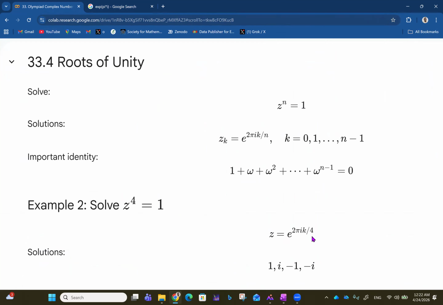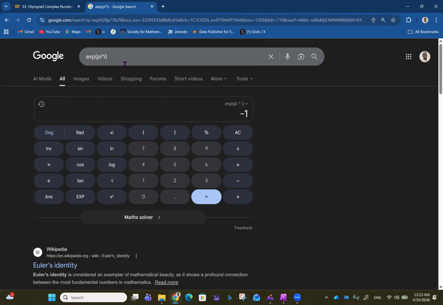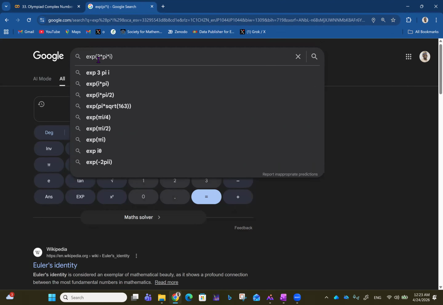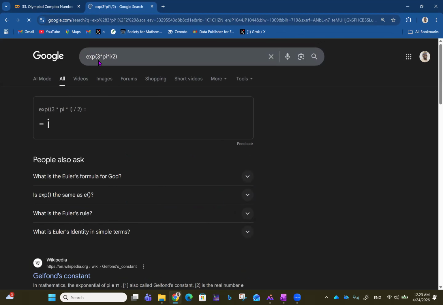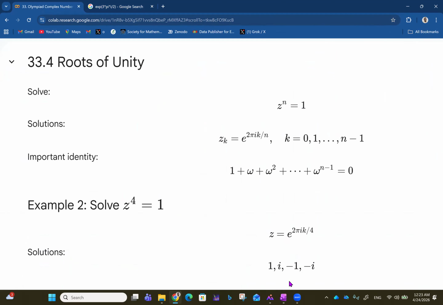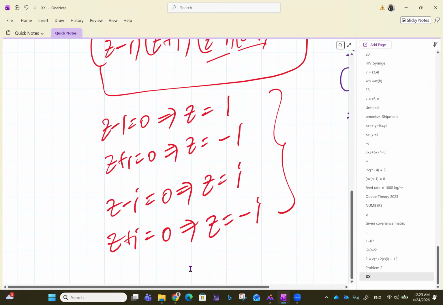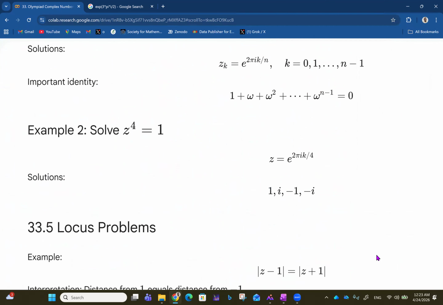Then you put 0, 1, 2, 3. You put 3, you have e raised to power 2 times 3, that's 6 pi i over 4. That's e raised to power 3 pi i over 2. Okay, that'll be 3 times pi times i all over 2, and that gives minus i. And that is why we have minus i like this. So I've used two different methods to solve the same problem, and you can see we have the solutions like that.